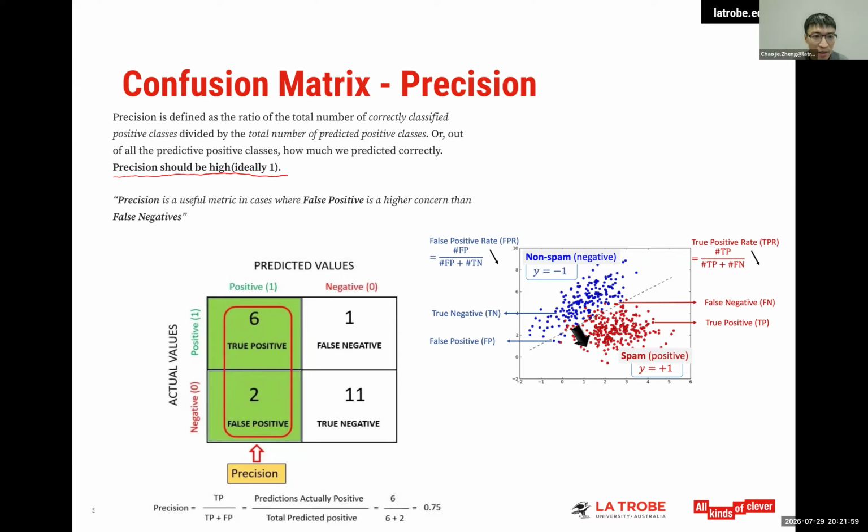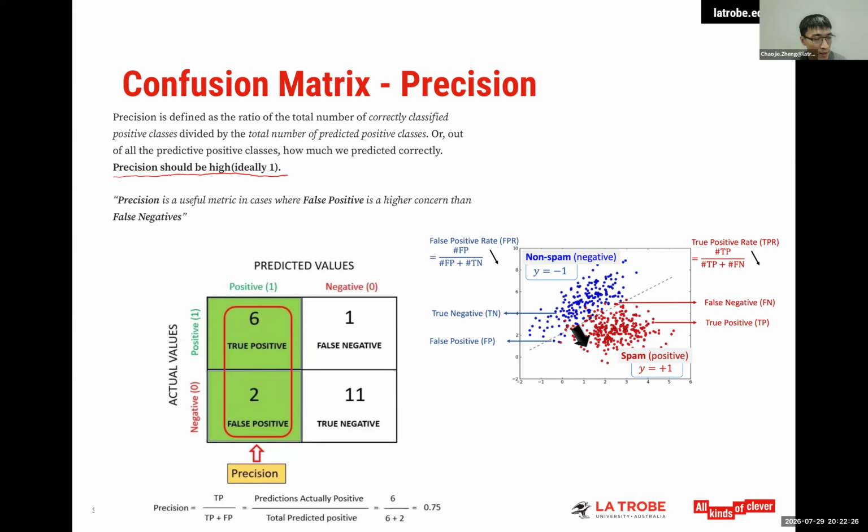So we are expecting the precision should be high, and the maximum value for this precision should be 1. That means the model makes positive predictions, and all these positive predictions are correct. So in that case, the precision is 1.